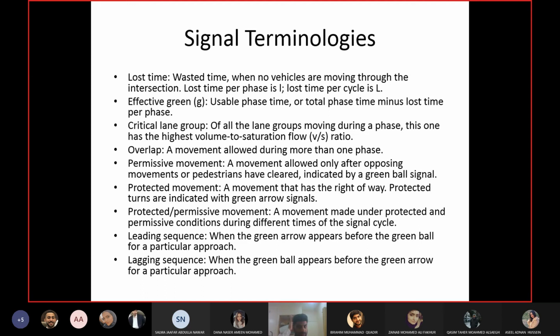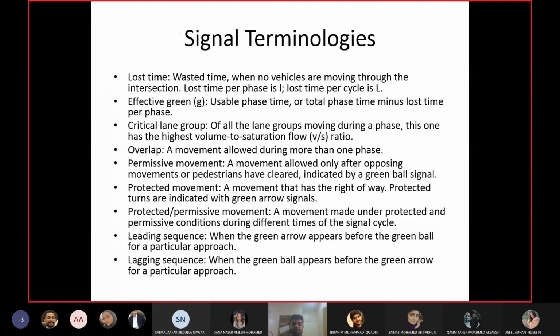Okay, some more signal terminologies: lost time, wasted time, when no vehicles are moving through the intersection. So basically no vehicles. Keep it in mind, they are saying no vehicles. They are not saying vehicles from a particular approach are not moving. So do not take the red time as the lost time, because when one direction has a red time, some other direction may have the green time or the yellow time. So there is only a small amount of time in which no vehicles are moving, no vehicles from any direction. That is the lost time, and we will discuss what it means.